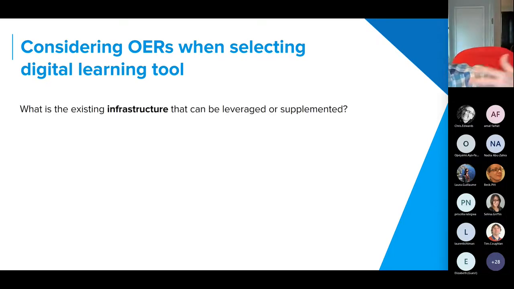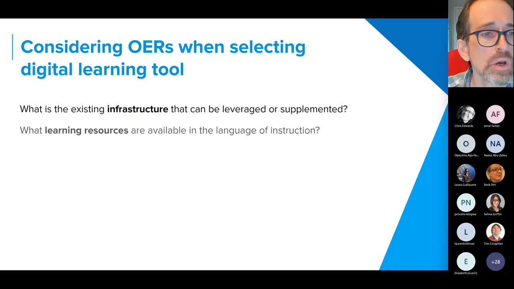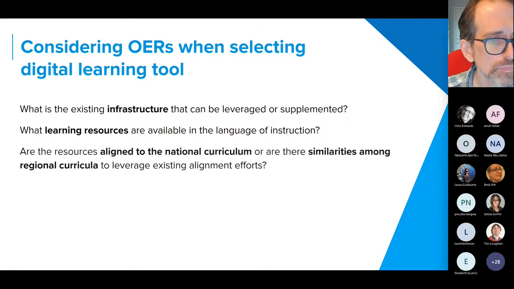So first, what's the existing infrastructure that can be leveraged so we can see what we're working within? What learning resources are available in the language of instruction or that are created locally? Are those resources aligned to national curricular standards, or are there other similar alignment work efforts that have been done that could be leveraged to support discovery of content within that context?